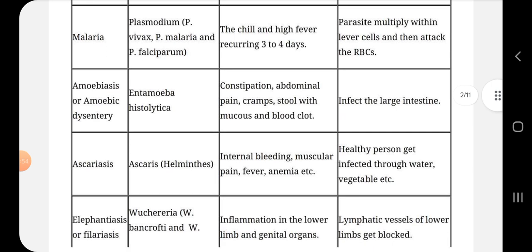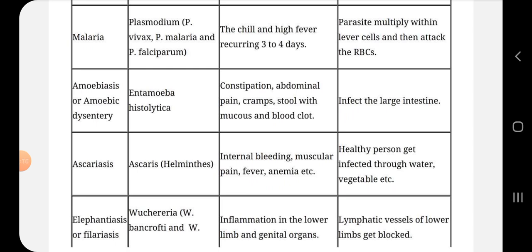Malaria is caused by Plasmodium, and the chills and high fever returning every 3 to 4 days are its symptoms, and in this the parasite multiplies within the liver cells and then attacks the RBCs.